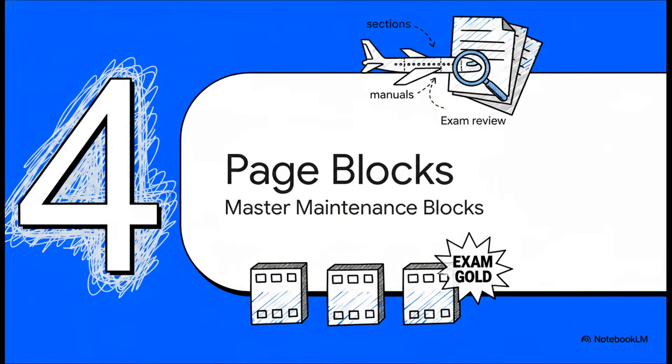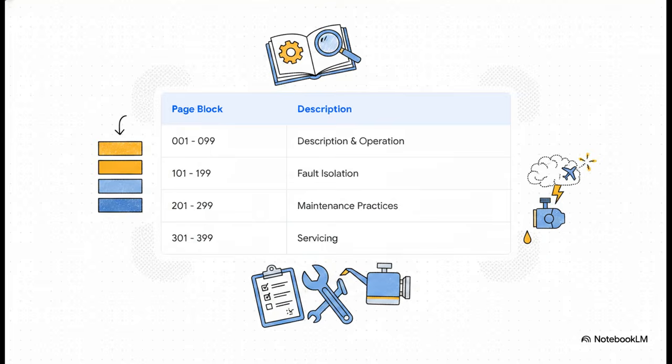Okay, moving to Section 4, Master Maintenance Page Blocks. I'm telling you right now, this section is exam gold. And this brilliantly illustrates why that standard format works so well. While the middle subject numbers might vary a bit, that last group of 3 digits, the page block, is identical across all maintenance manuals. I highly recommend you study and memorize the exact action associated with these 100 number blocks.